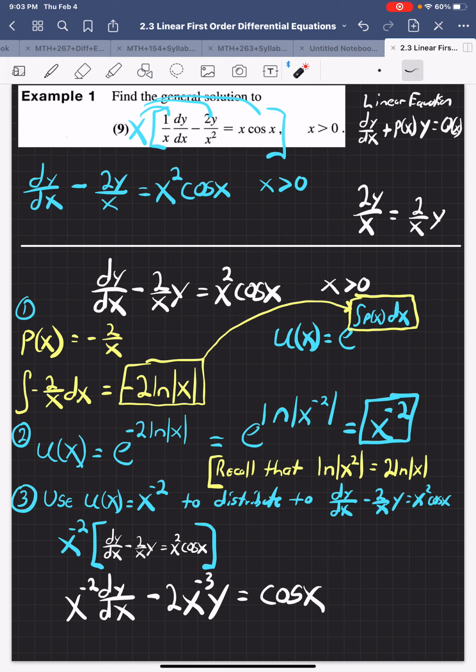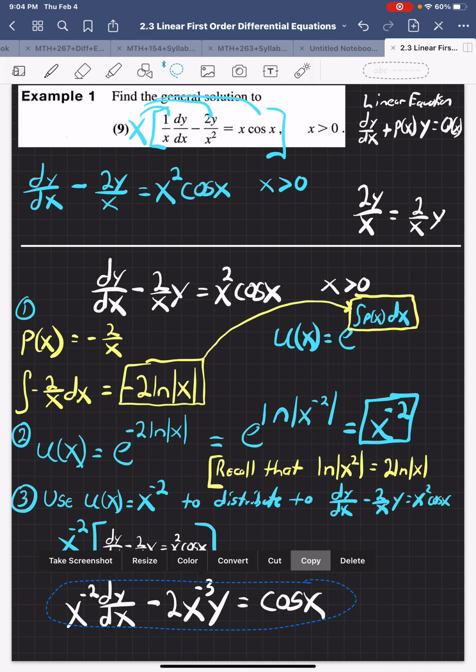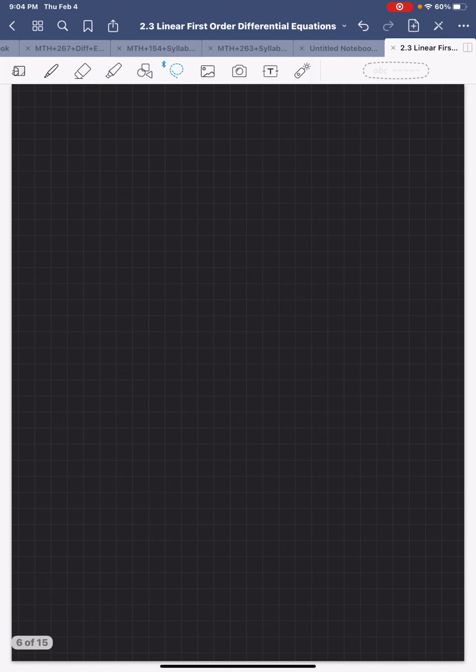Hey, are you done? Have you solved the differential equation? Well, no, because you need to get y by itself, right? We're not done. You thought we were done? Let's go to the next page so we have some more space here.